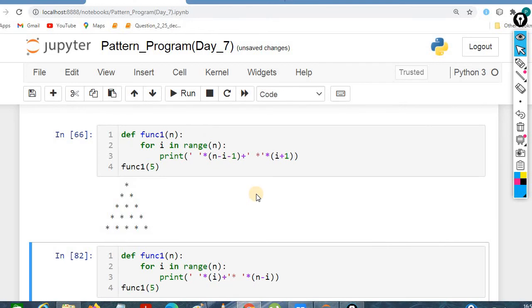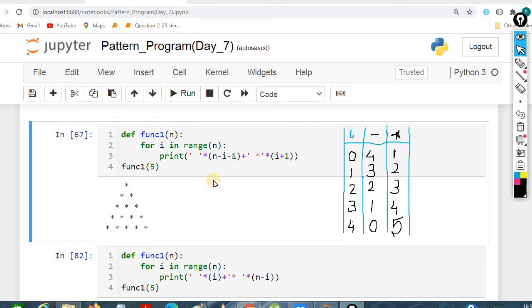Another program would be the pyramid program. In this also we are maintaining the space and the star, but we have to keep in mind what we want to achieve. As per the achievement we put in a logic and we will get the desired result.